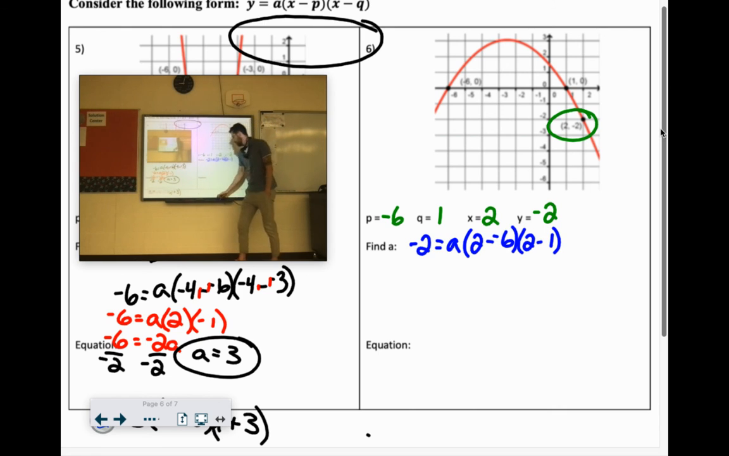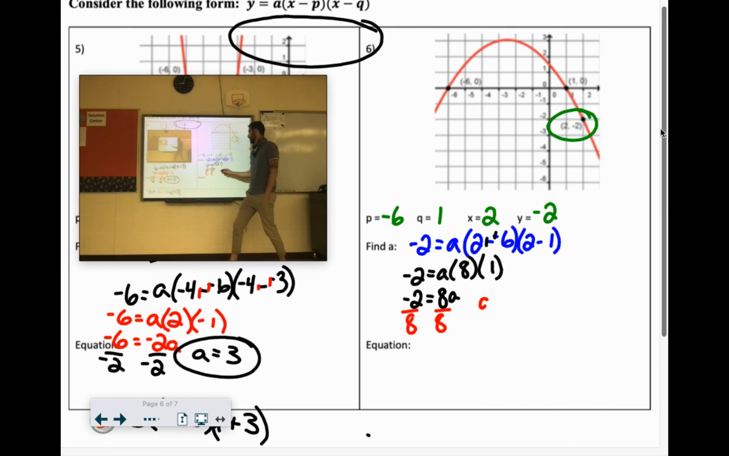Sweet. All right, so that minus negative, make sure you change it to plus. Negative 2 equals A times, 2 plus 6 is 8. 2 minus 1 is 1. 8 times 1 times A would be 8A. So we will have to divide by 8, and negative 2 over 8 would reduce to negative 1/4.